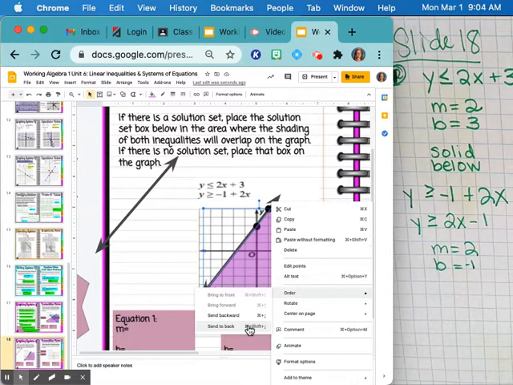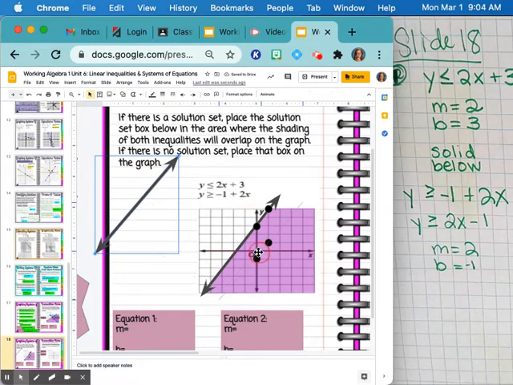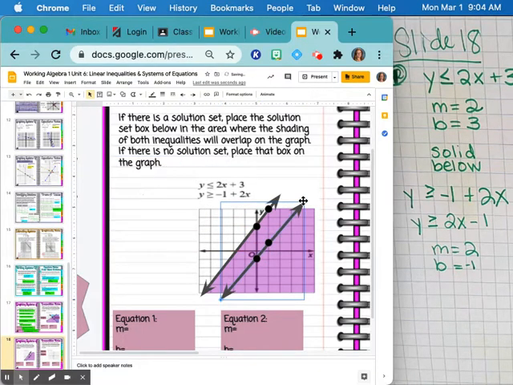So let's go ahead and graph it. I need 2 points. I'm going to copy and paste those points. So our y-intercept is at negative 1. Our slope is up 2 over 1. What do you notice about these lines? How are they going to be? Parallel. Parallel, yep. Their slopes are the same, so they're parallel.